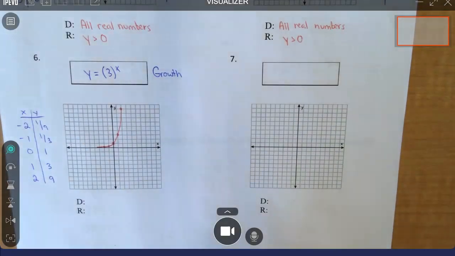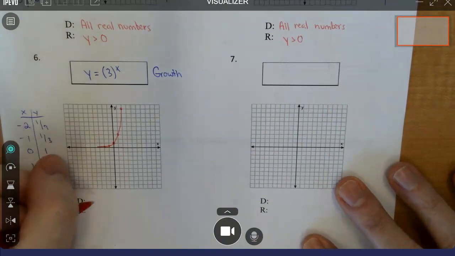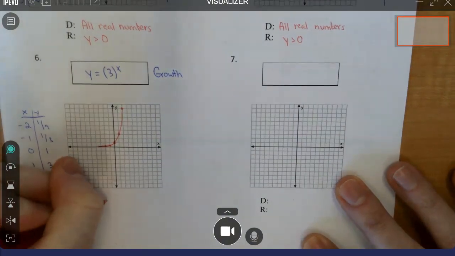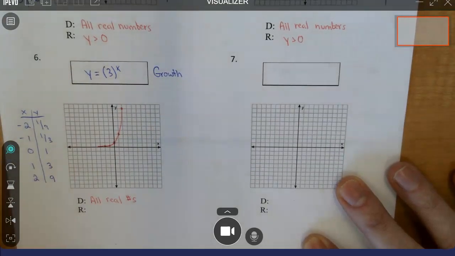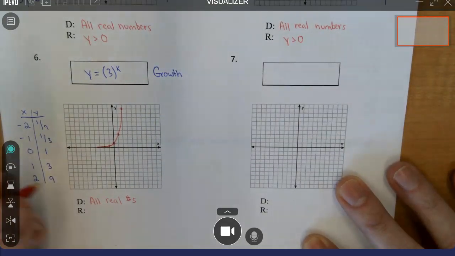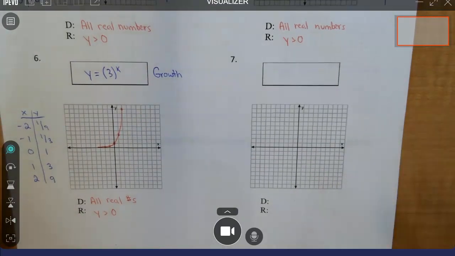And so our domain and range, you could probably start to see a pattern here. Well, x's can be anything, so it's all real numbers, and this time I'm going to use the symbol for real numbers. And then for my range, it's still all the y values that are greater than 0.